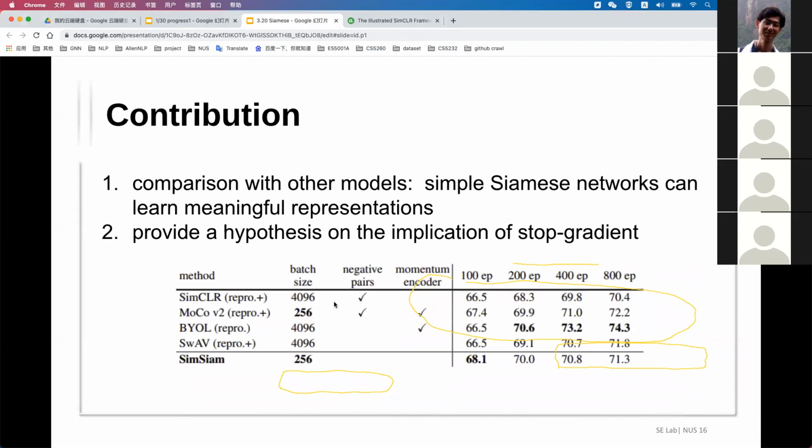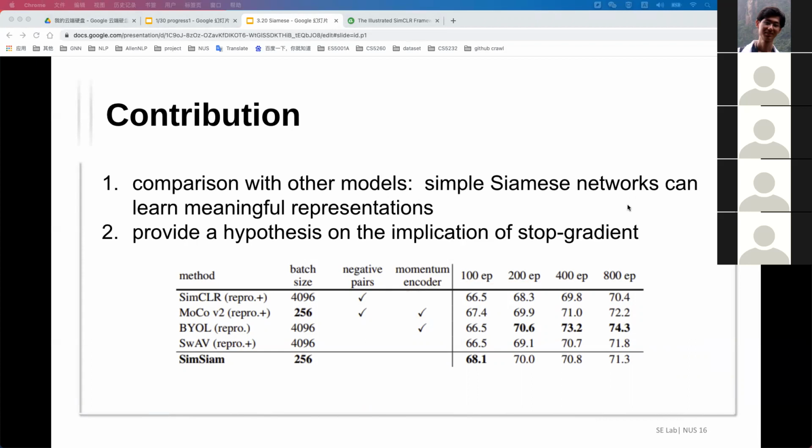So we now focus on the paper. It has two contributions. First, comparison with other models. This is very Chinese, like 砸别人的饭碗. That means it just says a simple Siamese network also works very well.